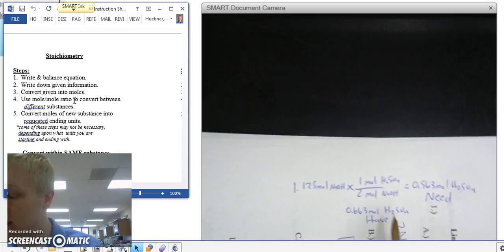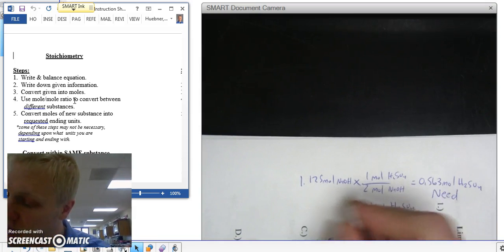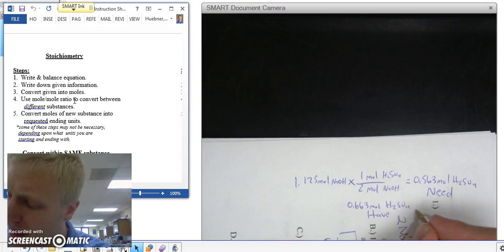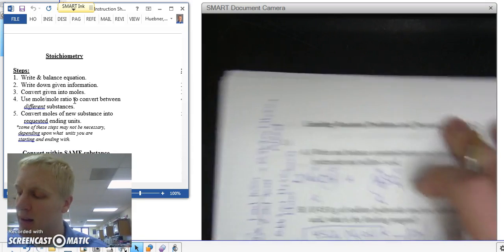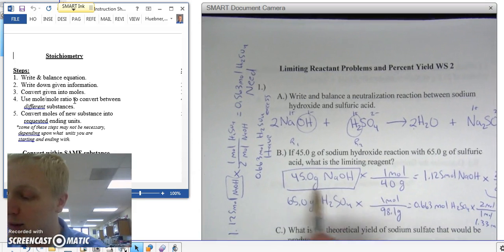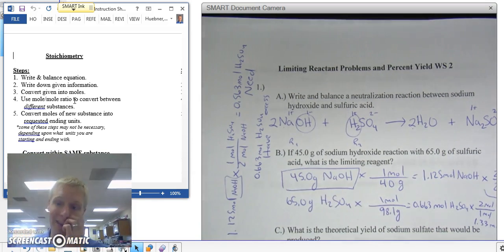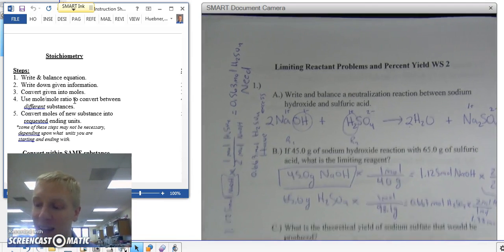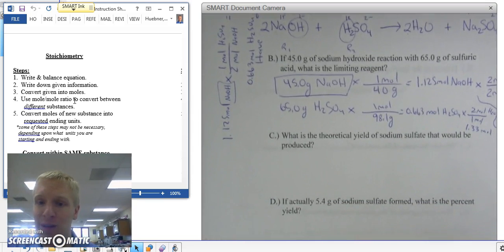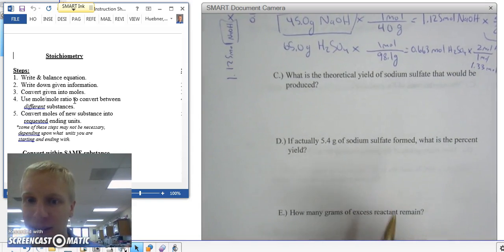If I have more than enough, then H2SO4 would end up being the stuff that's left over, which is my excess. So H2SO4 is my excess. Therefore, NaOH is my limiting, which is how I found it to be doing it the other way. So 2 ways to find the same answer, limiting reactant. Okay, 2 down, 3 more to go in this ultimate quest of stoichiometry.